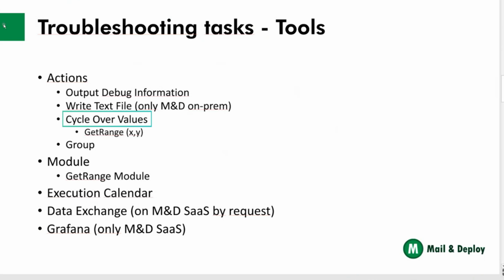This tool helps you test scenarios like giving the server a heavy load. You can use it to cycle over values such as with the getRange_XY function. We also have the Group function. This feature can be toggled on or off, allowing you to test specific actions without executing others. For instance, during debugging, you might decide not to execute certain tasks. Then there's the Module, where we'll show you the module code for deeper insights.